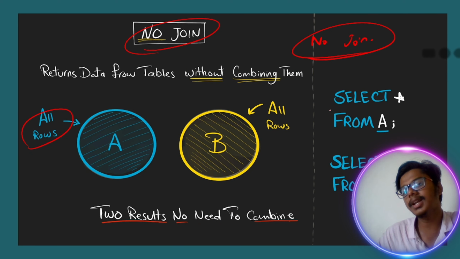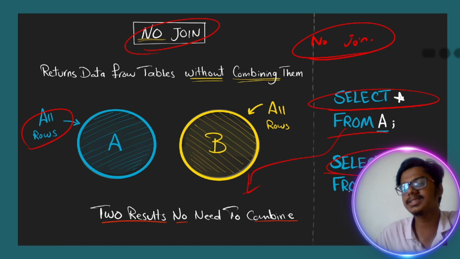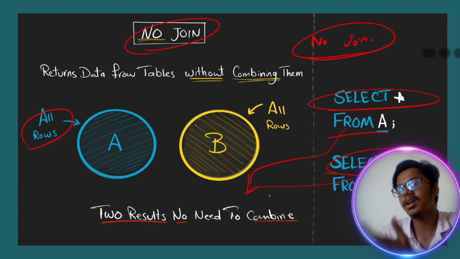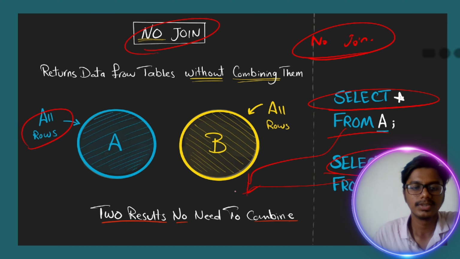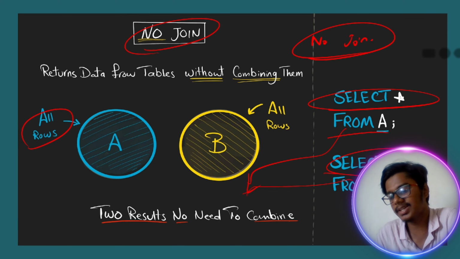If we mention select star from A, all those data are available and displayed as a result. If you mention select star from B, all those results are available in the result. So there is no data returned from tables without combining them. Let's get into the inner join.